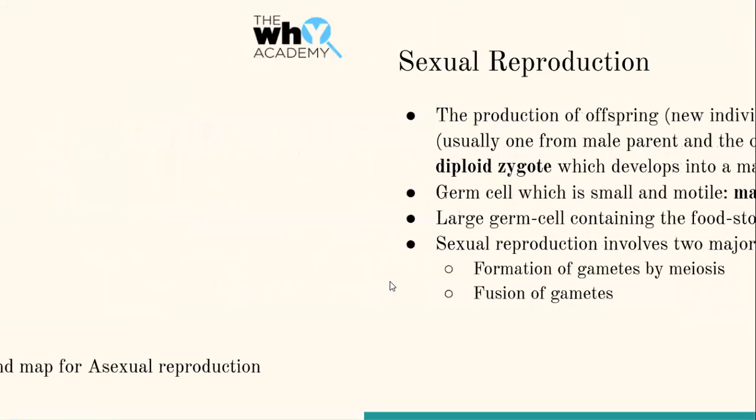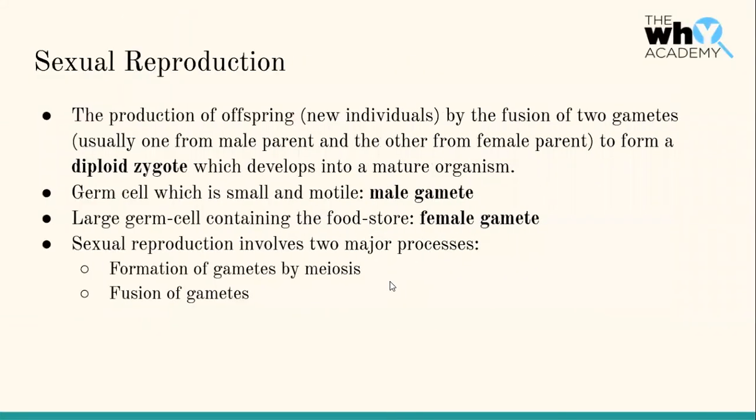We have something before this. Okay, so we'll move on to sexual reproduction, right? The production of offspring by the fusion of gametes. So here there are gametes involved, usually from one male parent and another female parent to form a diploid zygote. Okay, a few more new terms which you might come across.